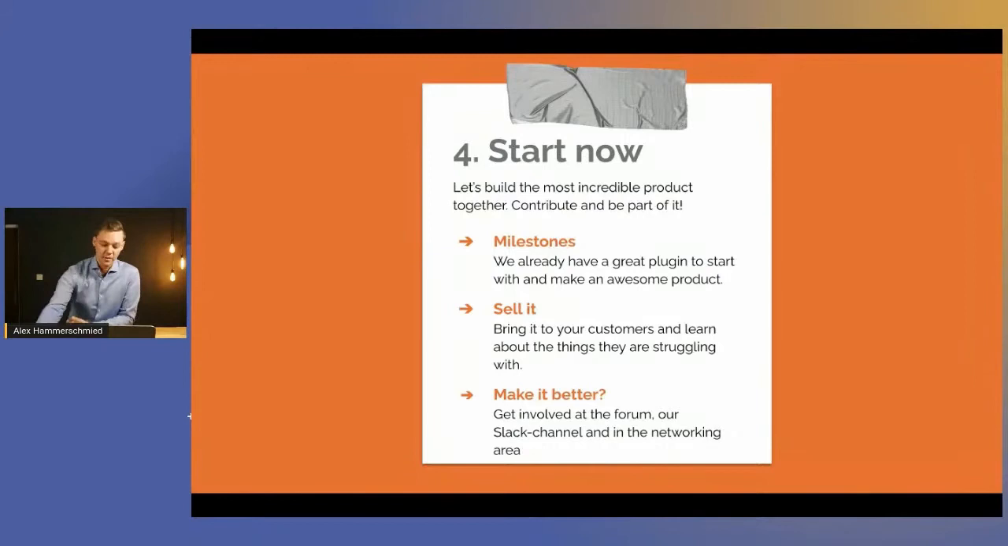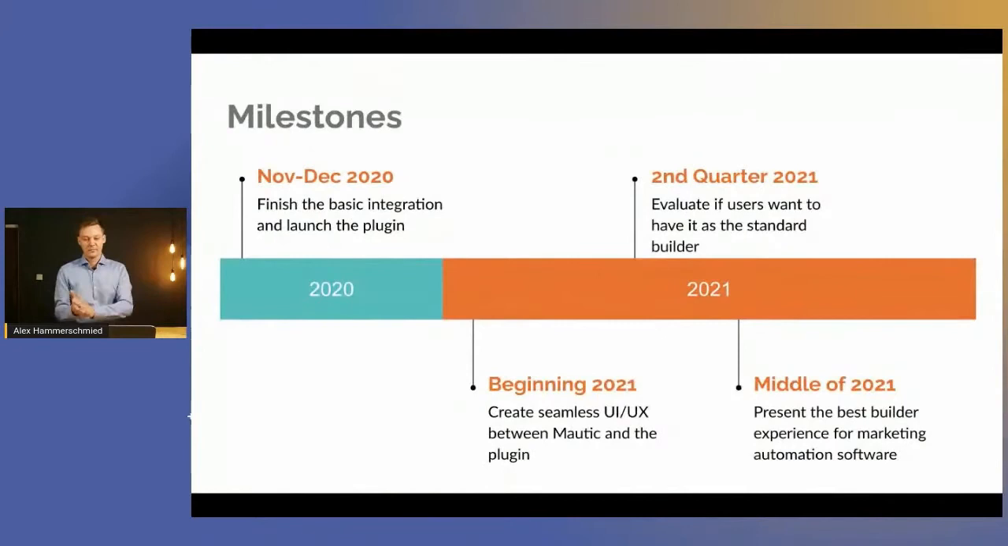So this brings us to the next point. How can we make it better? Get involved in the forum or in the Slack channel, or afterwards, after this talk, in the networking area. And let's start from there, I would say. And the milestones, very roughly, it's 2020. It's the end of 2020, actually.